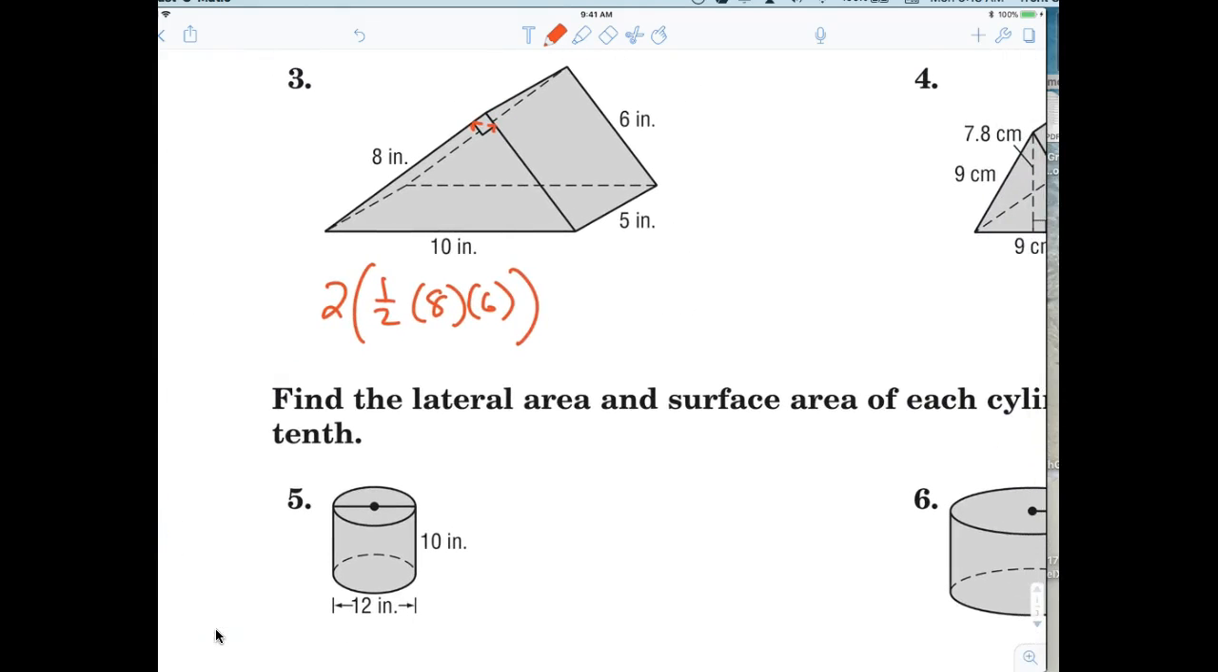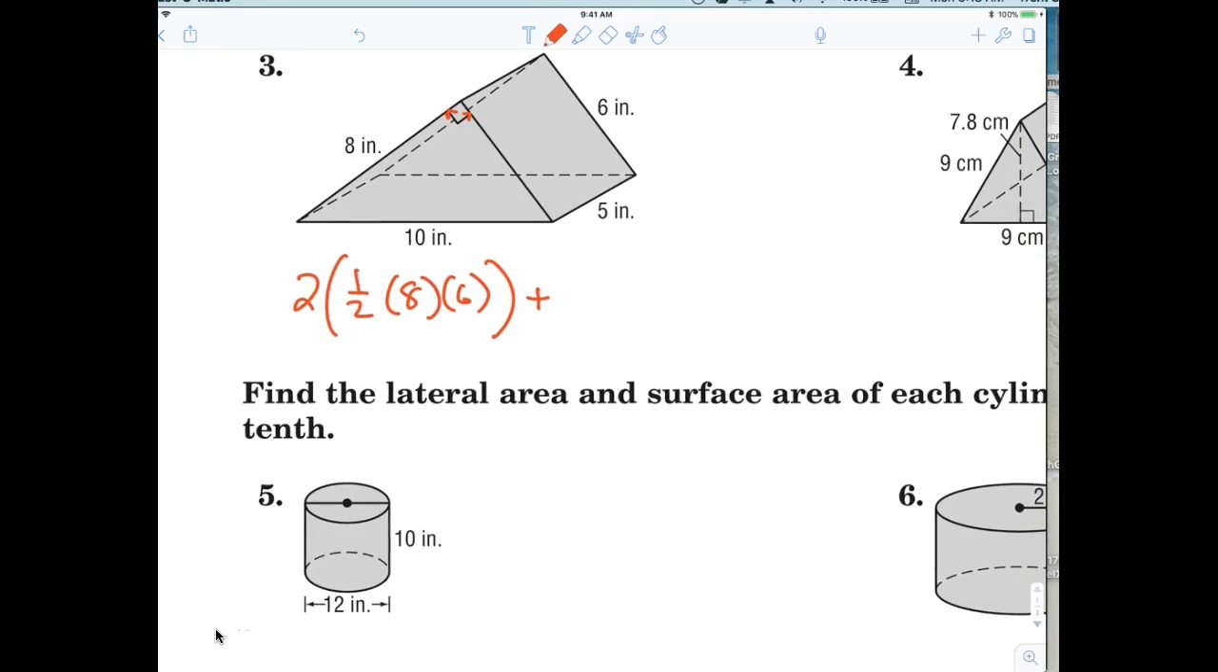So 2 times 1/2 times 8 times 6 plus the perimeter of the base, which is 24. Oh my goodness. Times the height, which is what? 6? No, no, no, no. The height is the 5. The distance between the two triangles. 5. It is 5. I did the perimeter of the base.